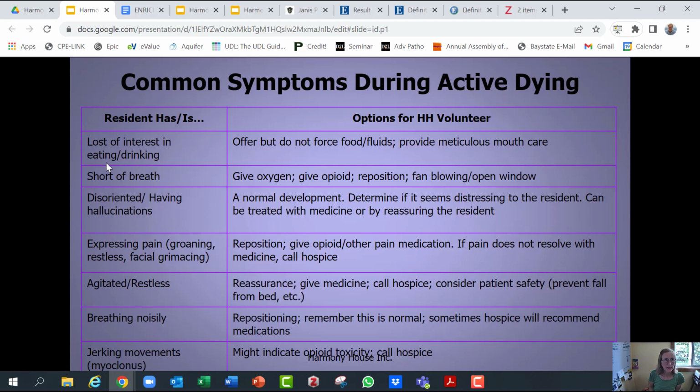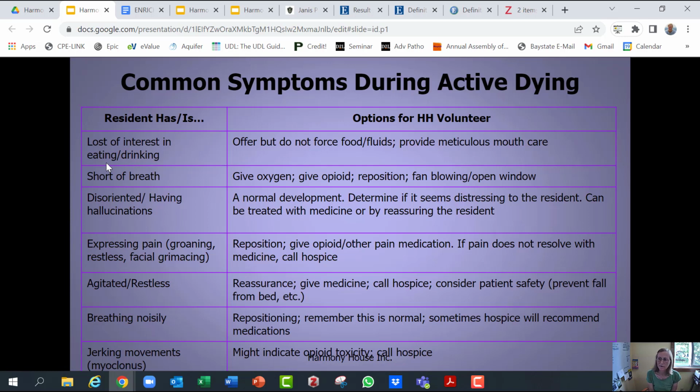Usually the idea of feeling hungry is not active in this process of imminent dying. So we can continue to offer things that are palatable, easy to swallow, like pudding, ice cream, applesauce, things like that. But obviously, if somebody is not interested in those kinds of things, we don't push it.